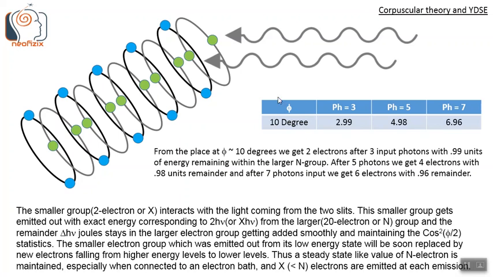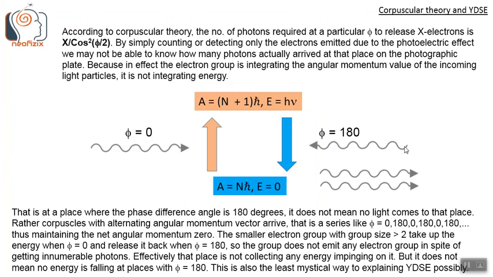So like this, smoothly this continues and maintains the cos square phi/2 statistics. So according to the corpuscular theory, at a particular phi phase difference angle, if we want X electrons out from that place, how many photons should be impinging on that place? So the answer is X by cos square phi/2.